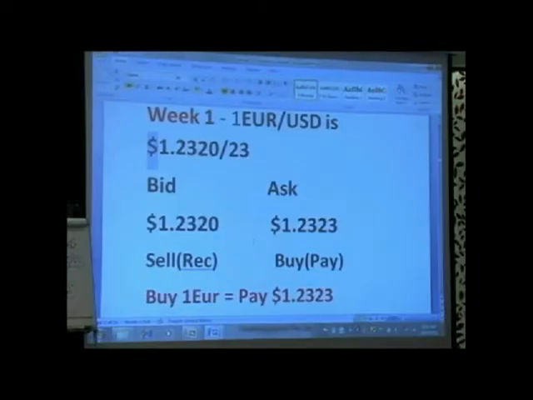And what we do is we break this down into two. The higher price is the price at which you buy. This is what we pay. The lower price is the price at which you sell. This is what you receive. So let's say you tell the money changer, I wish to buy 1 euro. If you wish to buy 1 euro, then you have to pay 1.2323. That means you pay the higher price. Okay? So I want all of you to copy this down.